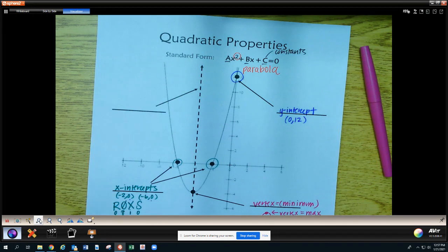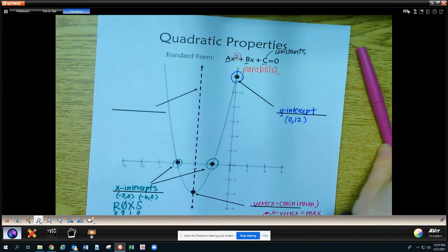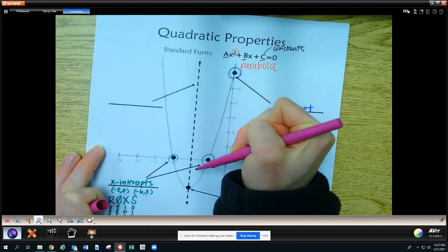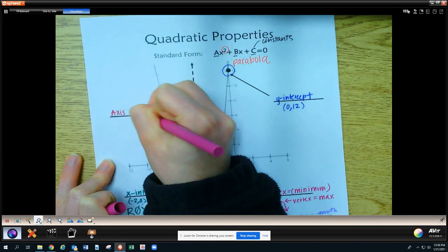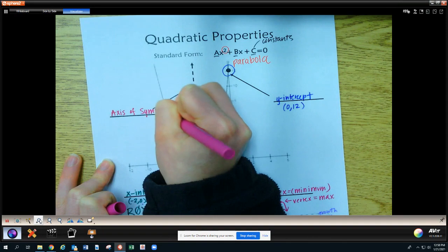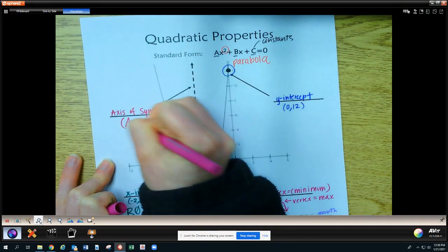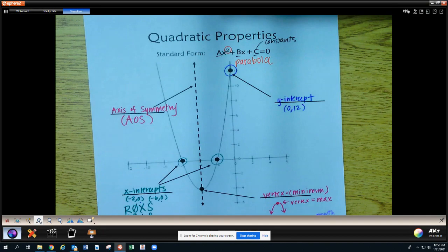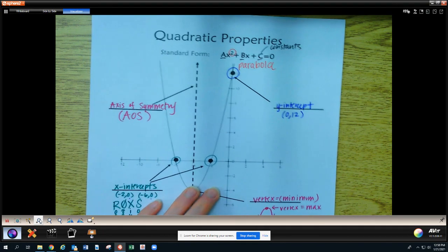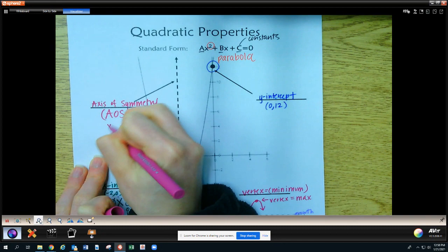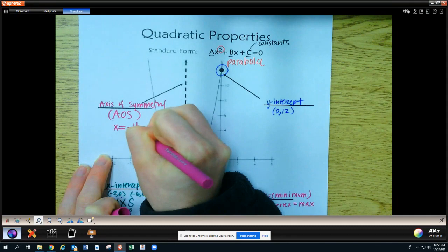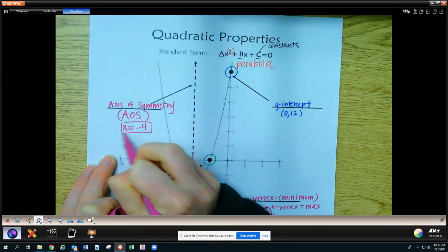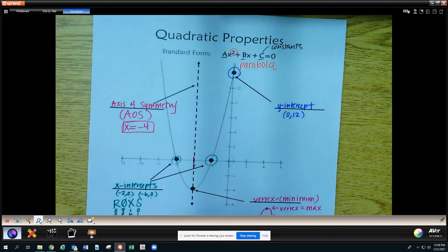Okay, the other new vocabulary is going to be this vertical line right here called the axis of symmetry. We abbreviate that AOS. So if you see AOS, it's referring to the axis of symmetry. And it's a vertical line, so we know it has an x equals equation, and in this case, it's x equals -4. Okay, if you put y equals, it's wrong, so be careful.